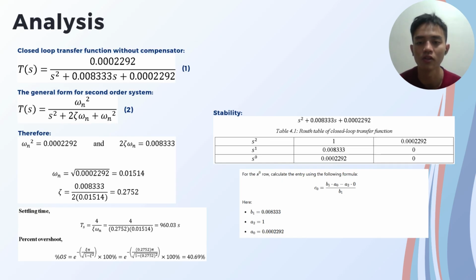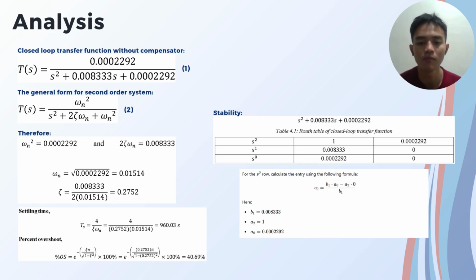For the first equation, it is a closed transfer function without compensator, and by comparing with the second equation, which is a general form for second order system, we will obtain the omega n and zeta. Then we can calculate the settling time, which is 960.03 seconds, and the percent overshoot is 40.69%.